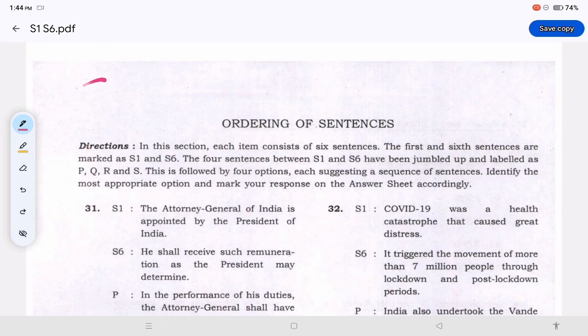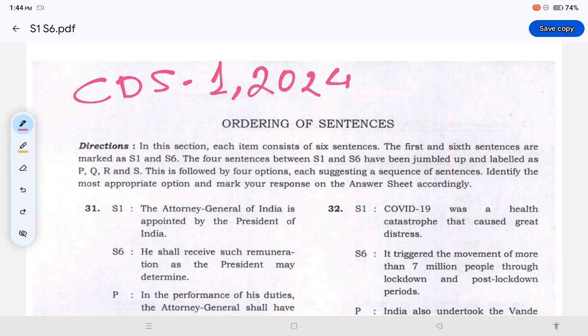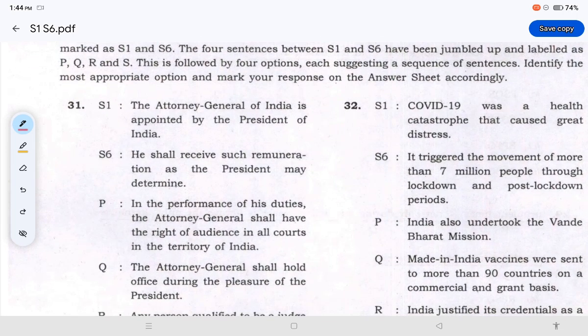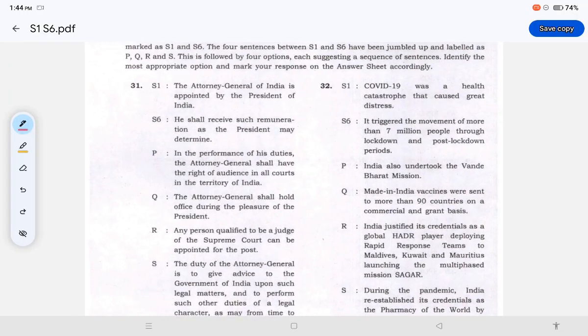Now moving on, this is a CDS 1 2024 question paper, and we are doing order of sentences from that. Starting with sentence number 1: The Attorney General of India is appointed by the President of India. This told us that the Attorney General of India is appointed by the President of India. Now read sentence 6: He shall receive such remuneration as the President may determine. We have read sentence 1 and sentence 6.